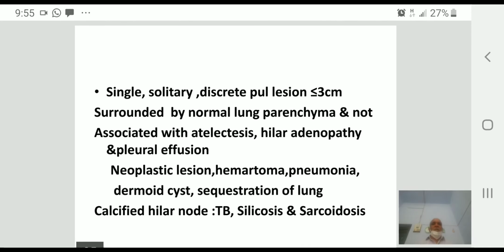It is a single solitary discrete pulmonary lesion, 3 cm or less than 6 cm in diameter, surrounded by the normal lung parenchyma and not associated with atelectasis, adenopathy or pleural effusion.